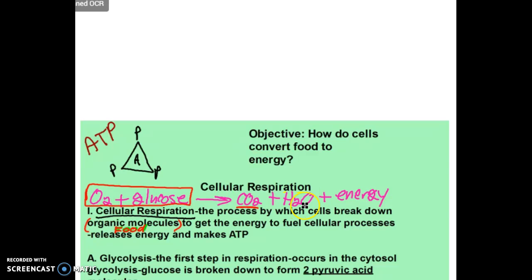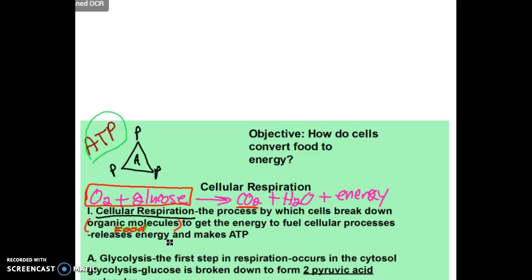Some water is released into our bodies from this process, and then energy. But all of a sudden, energy, we're not talking about sunlight energy, we're talking about energy in the form of this ATP molecule. So ATP is the energy that's produced in our cells, and that's true whether in plants or animals or bacteria or anything. So this process is called cellular respiration, and it's just breaking down of organic molecules like glucose, or in our case, the food that we eat, to get energy to fuel cellular processes.